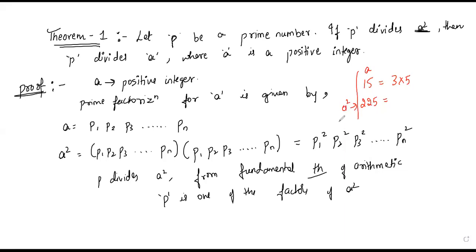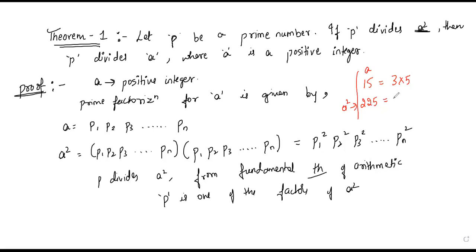Yes or no? Hello? Yes, ma'am. Can you hear me properly? Yes, ma'am. So I can hear you, ma'am. A square is 225, correct? So now what are the factors for 225?